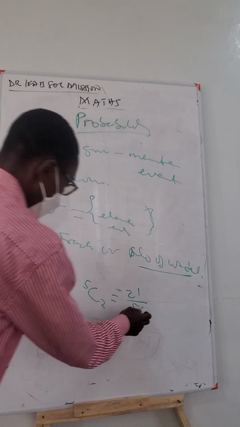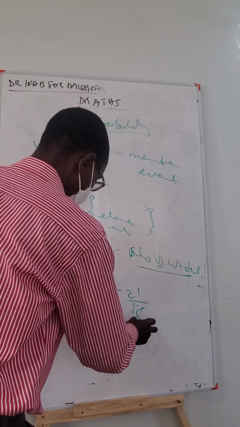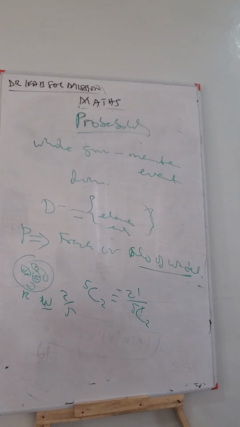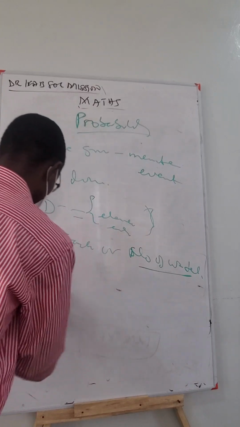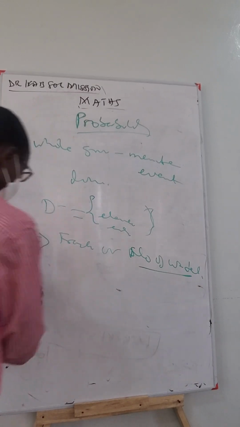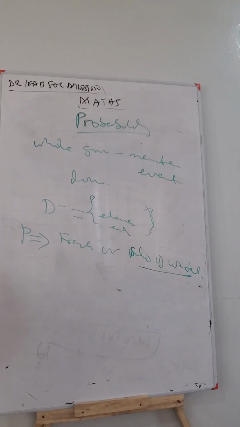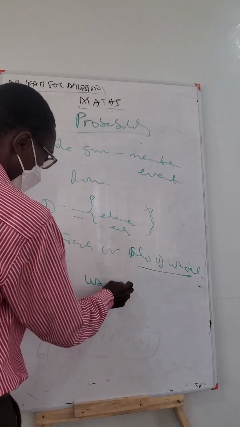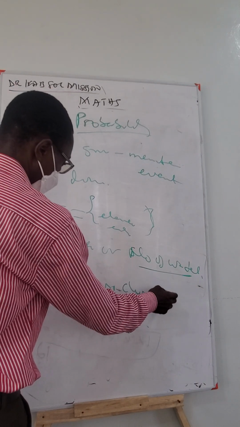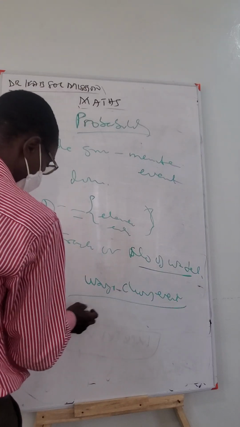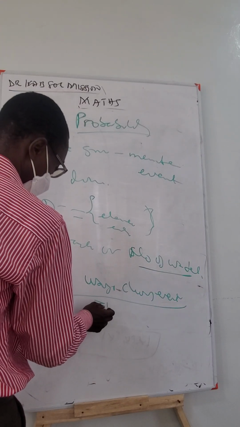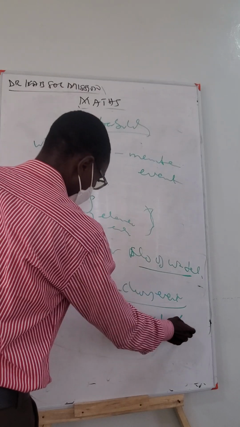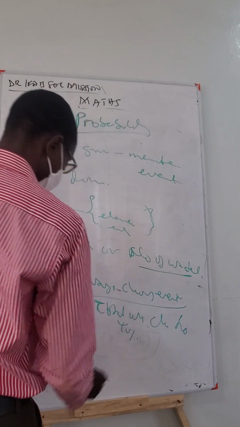Number of ways of, let's say, selecting 5 choose what? 2. Let me put it this way for you to get it well. So that would be ways of choosing the event over total ways of choosing the event from the total group.